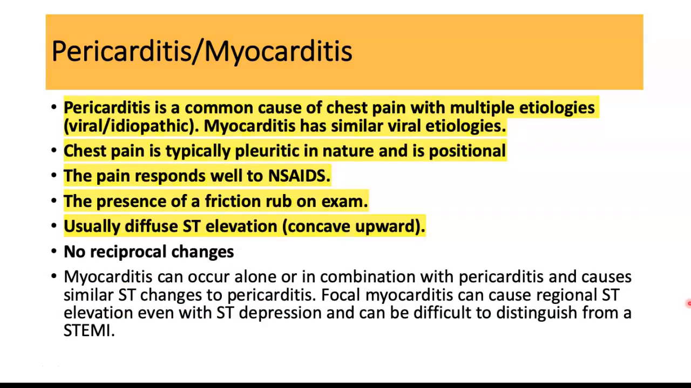Pericarditis and myocarditis can also present with ST segment elevation. Pericarditis is a common cause of chest pain. Most common cause is viral. Myocarditis also has similar viral etiologies. The pain from these conditions is usually a pleuritic chest pain and is positional.